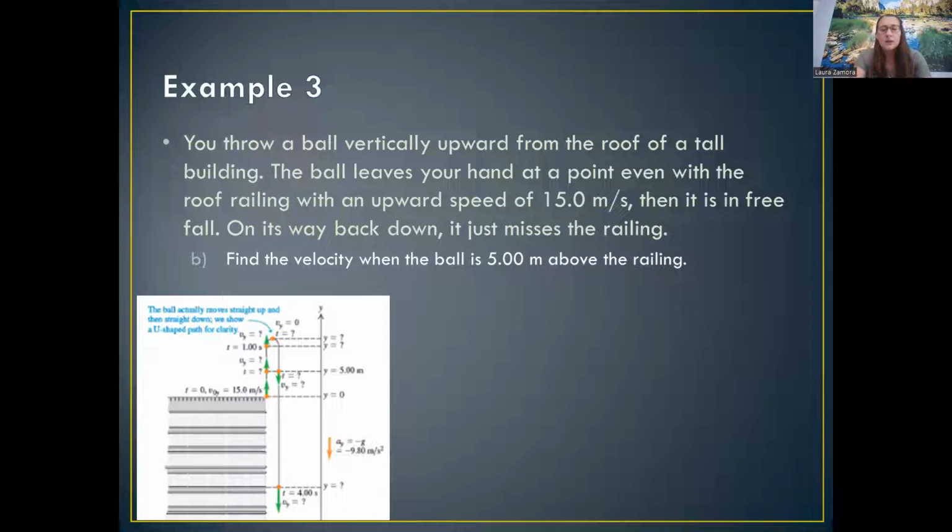So from this, we know similar things that we did for part A, right? We know the upward speed initially of 15 meters per second. It's still in free fall. We don't know what time this happens. We just know the position and we want to find the velocity.